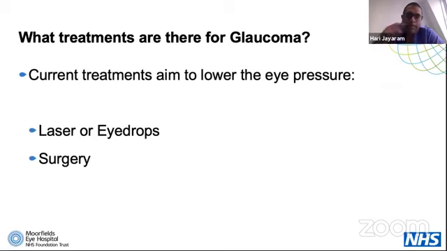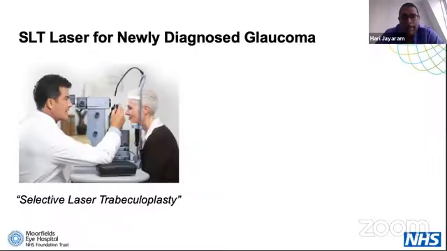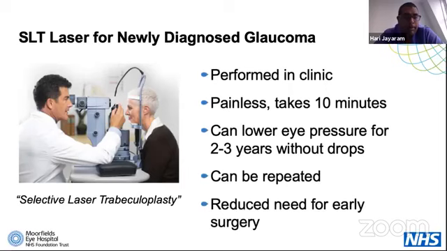Now, in terms of treatments for glaucoma, these are all focused at the moment on lowering eye pressure. The first type of treatment would be either laser or eye drops. And many years down the line, if we struggle to control the eye pressure and we find that sight is being affected, we have a lot of different types of surgical procedures that can be used. Now, a common type of laser is known as selective laser trabeculoplasty, or you'll hear people talk about SLT. And this is something that is commonly used for newly diagnosed glaucoma.